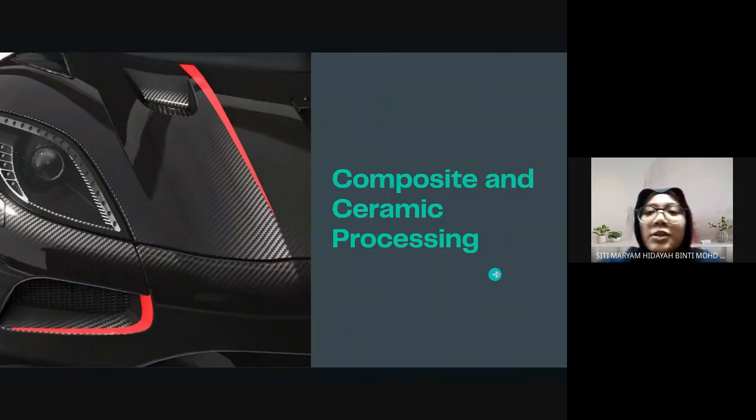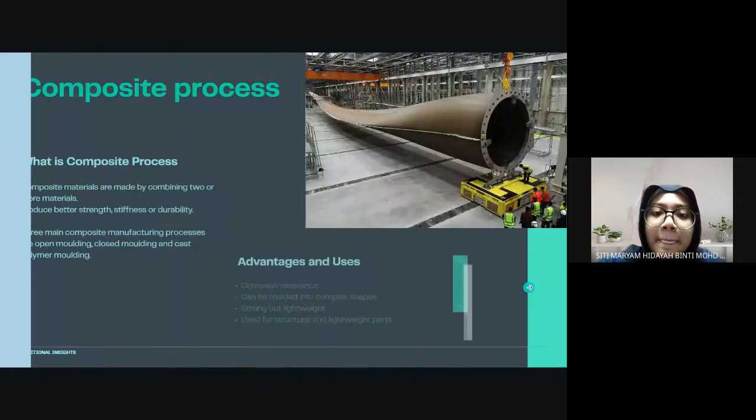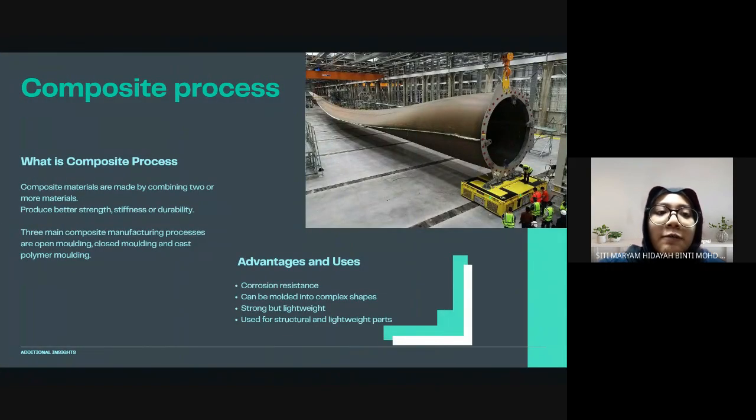Okay. So now, I'm about to present about composite and ceramic processing. Okay, next. So the first one, we have the composite process. Composite materials are made by combining two or more materials. Composite materials will produce better strength, stiffness, or durability. We have three main composite manufacturing processes, which are open molding, closed molding, and cast polymer molding.